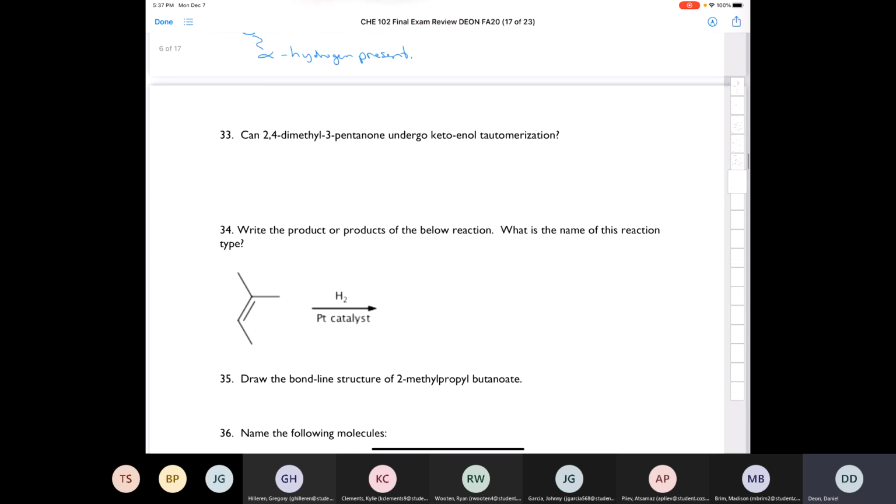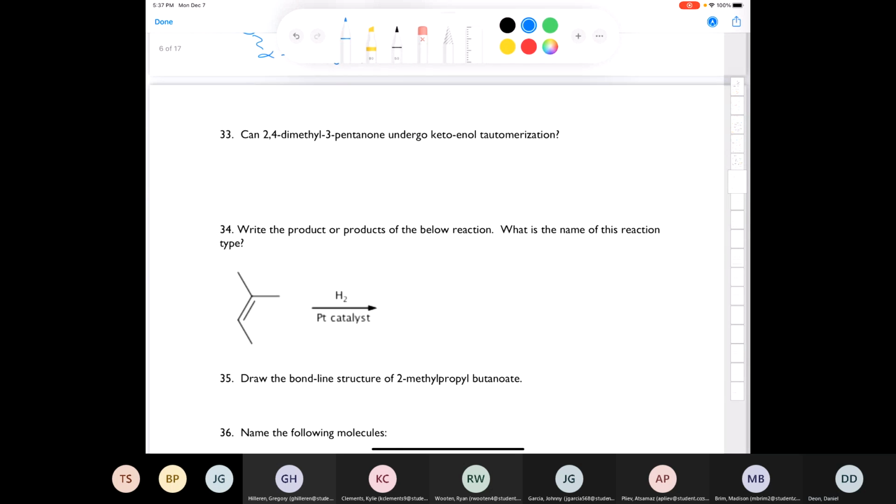Well, let's move on. Number 33. Can 2,4-dimethyl-3-pentanone undergo keto-enol tautomerization? What's tautomerization? Tautomerization is simply isomerization by the movement of a double bond and the placement of a hydrogen. Nothing more than that. For example, if we look at acetone, okay? So this is acetone here, or propanone. It does have an enol form, so it doesn't exist very much, but it does have an enol form that looks like this, right?